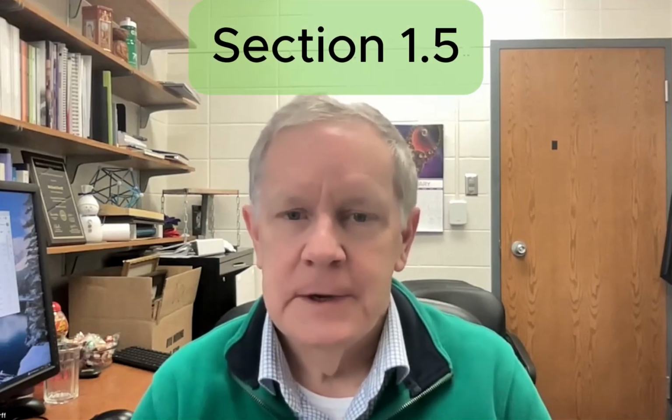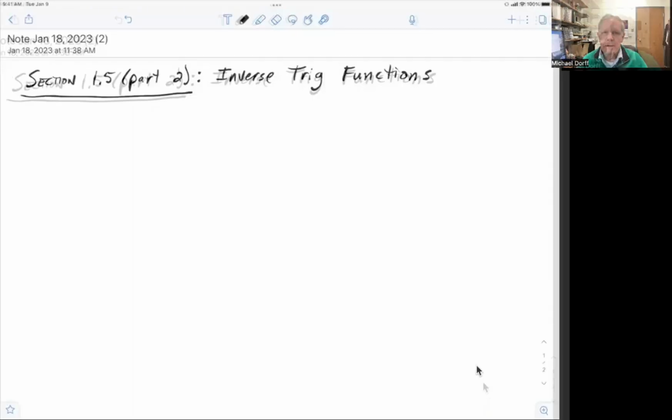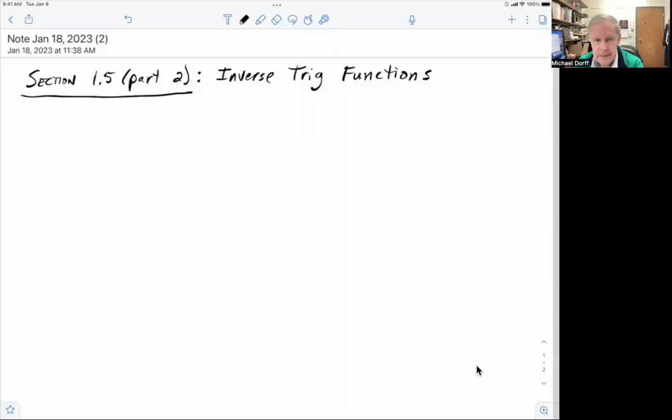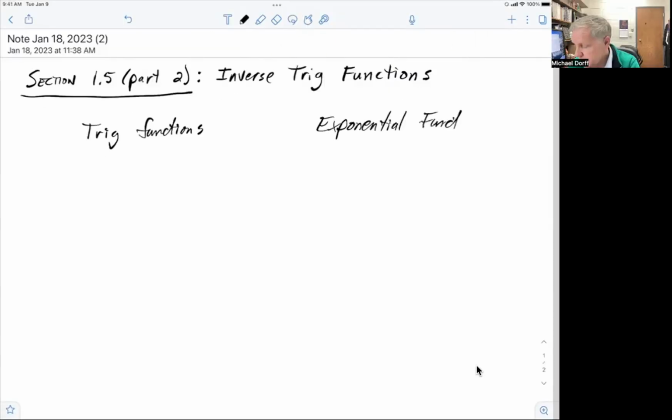Now we're going to talk about inverse trig functions. Remember from last time, we mentioned that inverse functions allow us to undo what original functions do, and this allows us to solve more complicated problems. We have been talking about trig functions, and we've been talking about exponential functions, and we want to know what their inverse functions are. The inverse function for the exponential functions are the log functions.